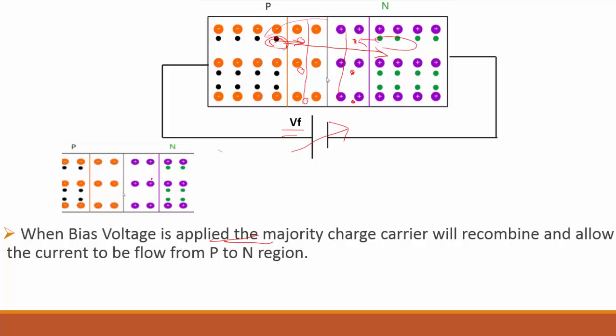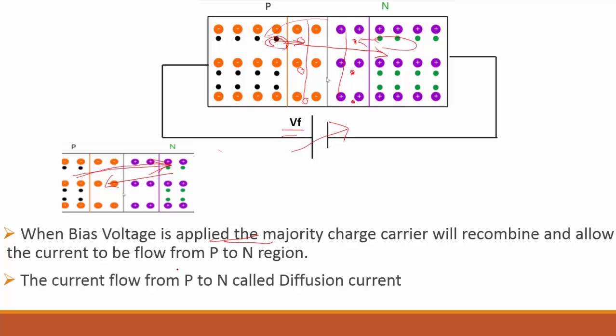because why from P to N? Because this electron is moving in this direction, and you know the current is always opposite to the electron. So current will flow in this direction from the P region to the N region, and that's why the current which flows from P-type to N-type region is called a diffusion current.